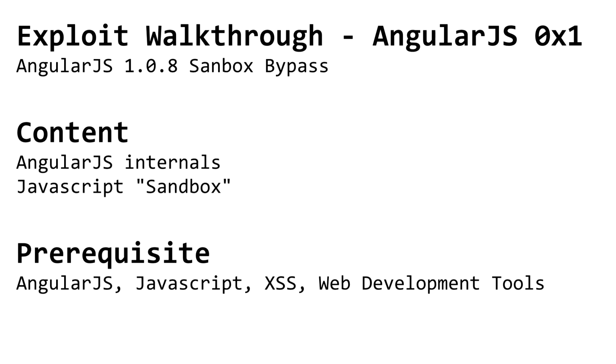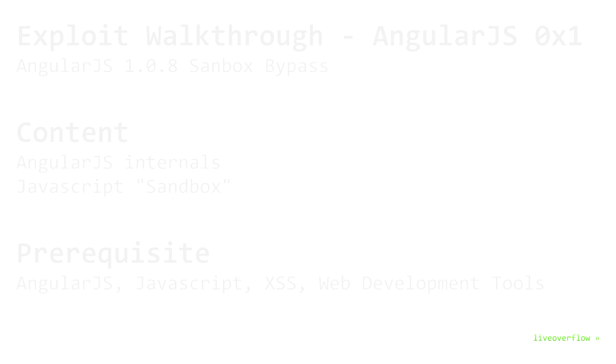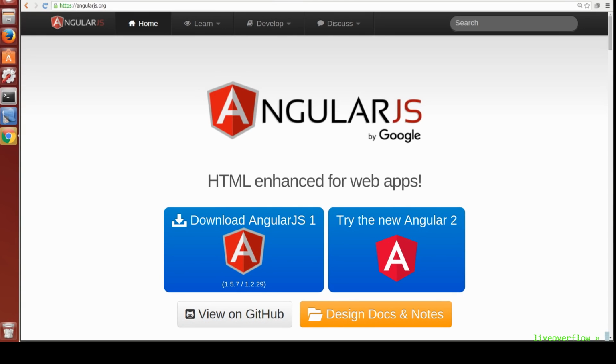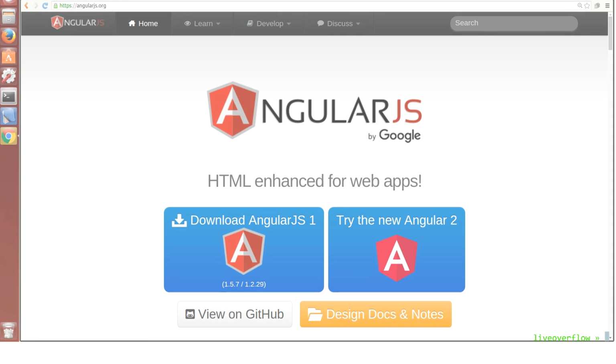Welcome to the second video in the AngularJS Sandbox bypass series. In the previous video, I provided a quick overview of AngularJS. Now we'll dive right into AngularJS internals by debugging why alert in an AngularJS expression doesn't work.